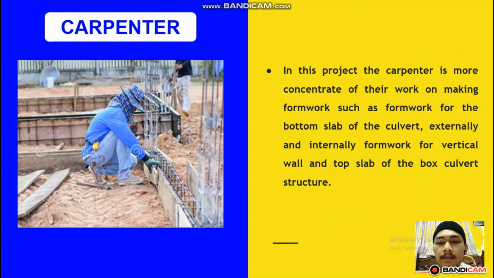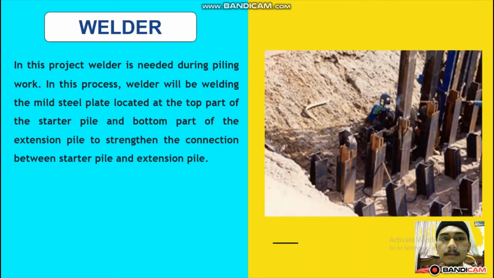Next is the carpenter. In this project, the carpenter concentrates on making formwork, such as formwork for the bottom slab of the culvert, external and internal formwork for the vertical wall, and formwork for the top slab of the culvert box structure. Next is the welder. In this project, the welder is needed during piling work. In this process, the welder will weld the mild steel plate located at the top part of the starter pile and the bottom part of the extension pile to strengthen the connection.